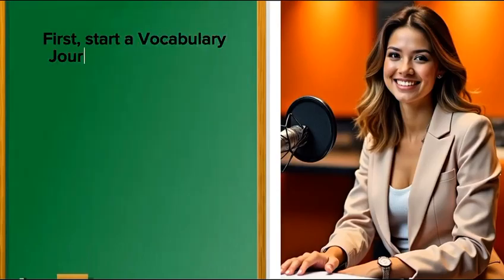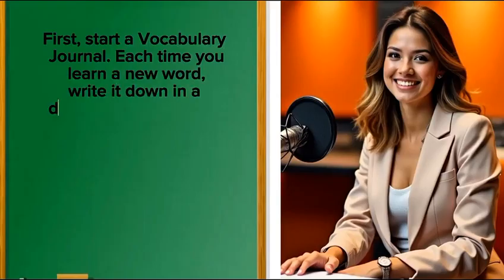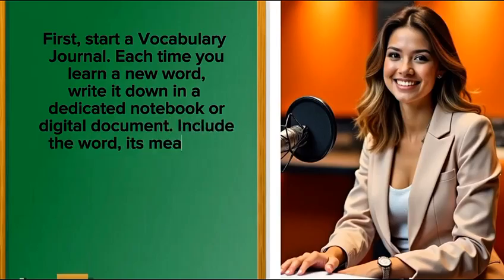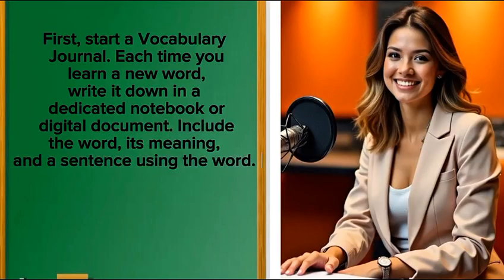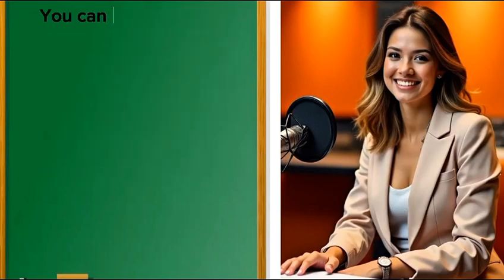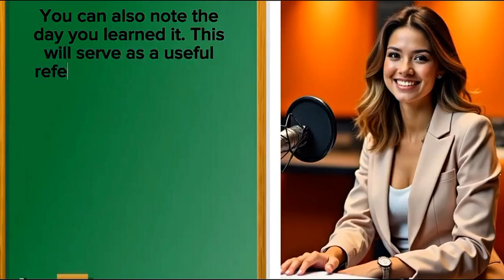First, start a vocabulary journal. Each time you learn a new word, write it down in a dedicated notebook or digital document. Include the word, its meaning, and a sentence using the word. You can also note the day you learned it. This will serve as a useful reference guide as you review.